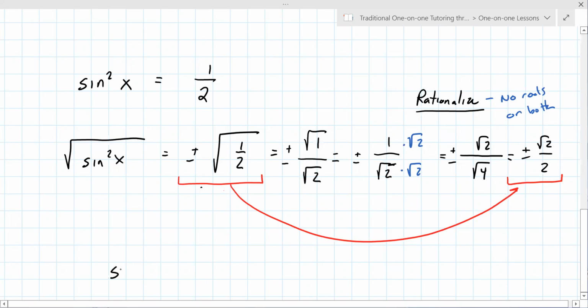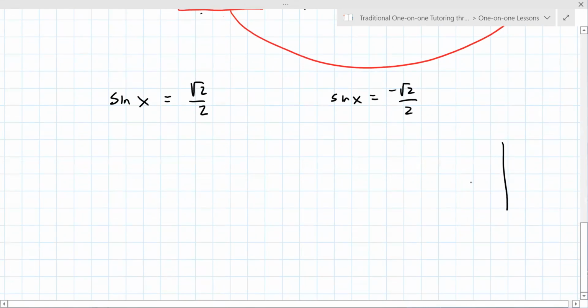So now it's really two problems. It's really sine x equals √2 over 2, and sine x equals minus √2 over 2. So this time, I really want you to start on the unit circle and go counterclockwise. We're looking for where the y value is √2 over 2 or minus √2 over 2.